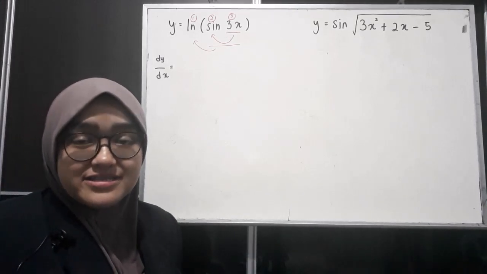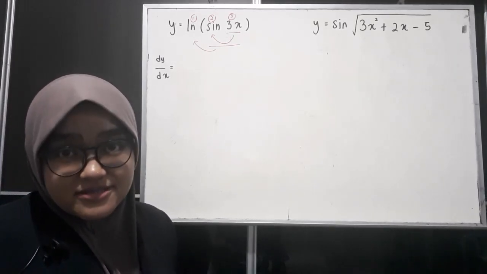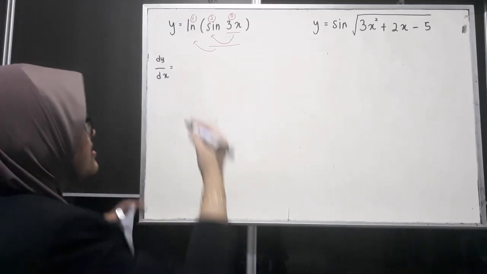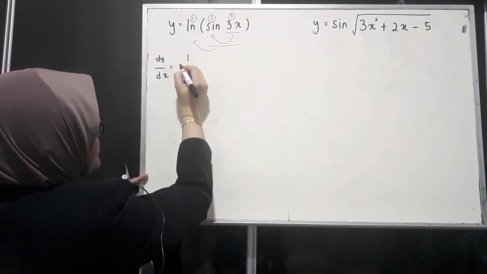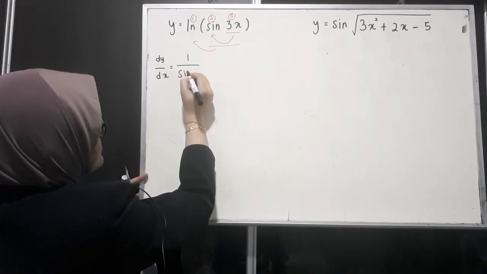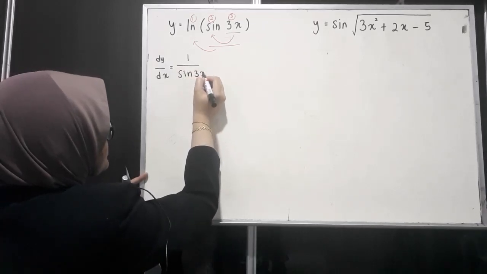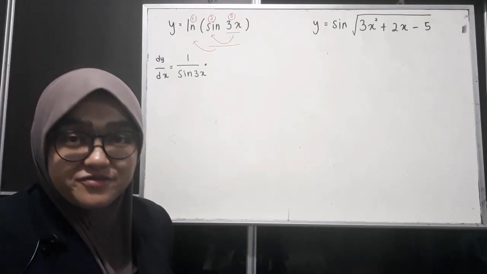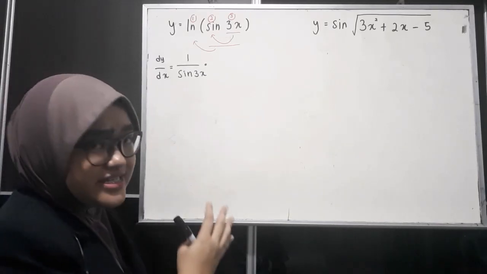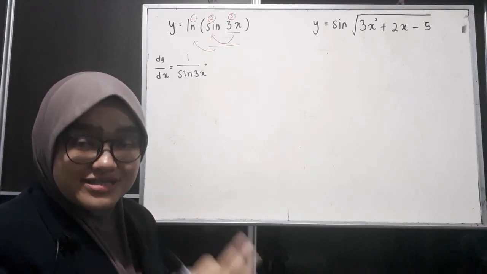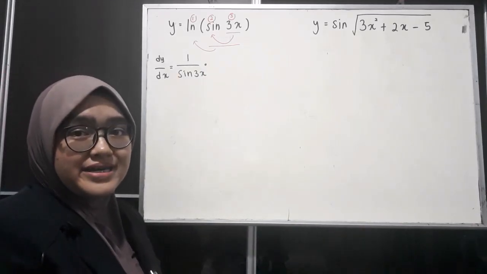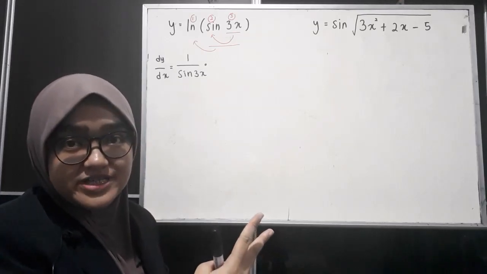Differentiate ln x is 1 over x. So when we differentiate ln sine 3x, the answer is 1 over sine 3x. Remember, when we differentiate ln, sine and 3x should stay the same. Multiply by differentiate the second function.